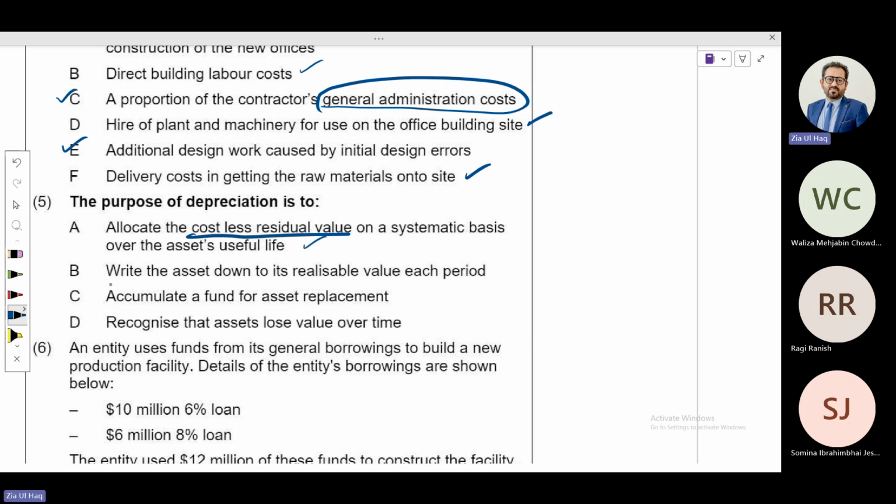Let's see what else. Write the asset down to its realizable value each period. No, it's not that. Accumulate a fund for asset replacement. No, no. Recognize that assets lose value over time. No, it's not losing value. That is impairment. So A is fine. Systematic allocation of depreciable amount to revenue over the useful life of the asset.